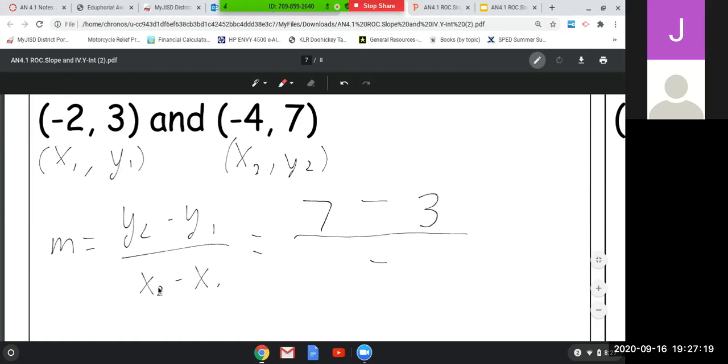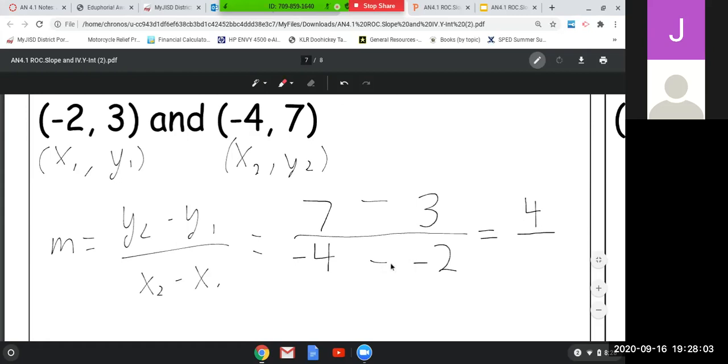And on the bottom, I start with x sub 2, which is this right here. It's that negative 4. x sub 2 minus x sub 1. And x sub 1 is a negative 2. So this is my slope. I've got to calculate this to get my slope. At this point, you can use a calculator and stick that in the calculator, or you can do the calculation yourself. If I do this myself, I know that 7 minus 3 is 4.